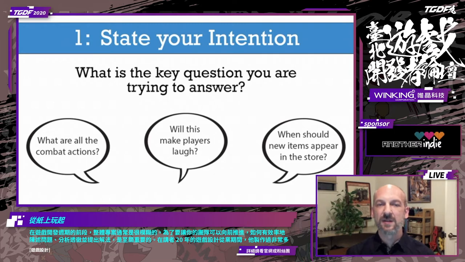The goal isn't to answer every question you might have. You only need one clear question. You're trying to focus so that you don't get overwhelmed. You want your prototype to be as quick and simple as possible.